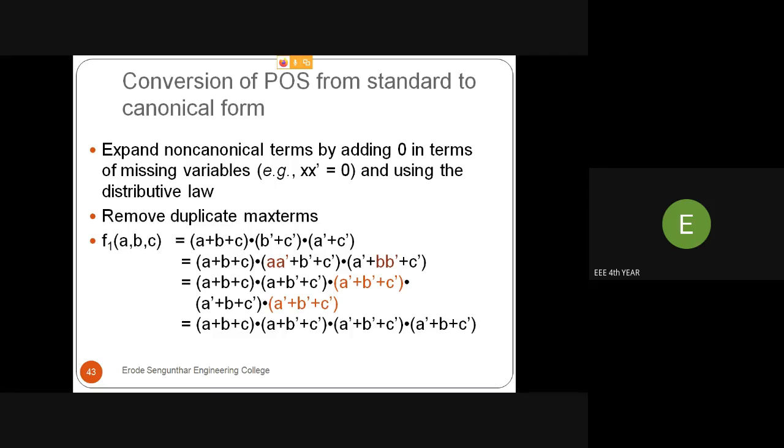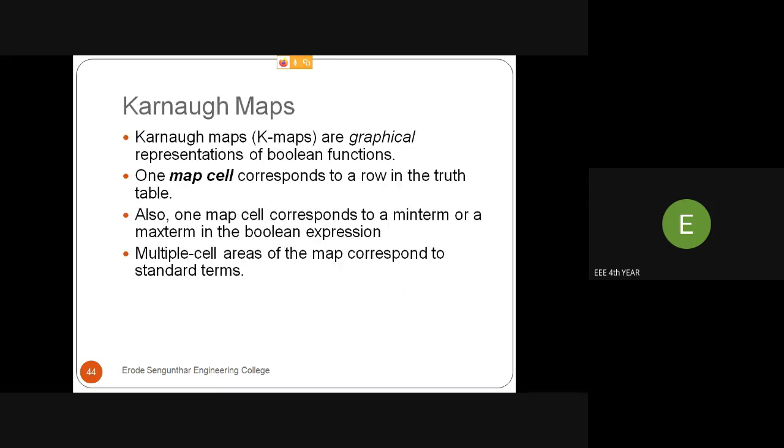Here you see in the second term we have the missing literal as A. In the third term we have the missing literal as B. So you just add A into A bar. In the third term we are missing the literal B. So you just add B into B bar. Again using the multiplication method, we multiply all the terms. Finally we omit the same repeated terms. This is the result. Okay, so next topic is K-map.